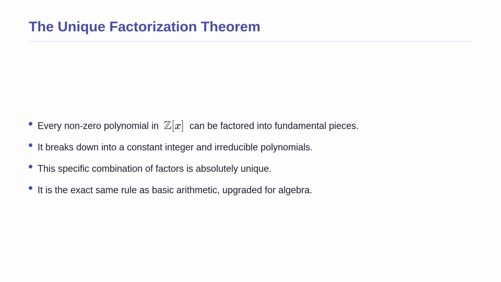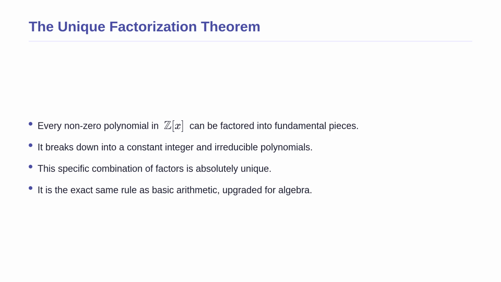Now that we understand our workspace, let us look at the main theorem itself. The concept of unique factorization guarantees that if you only use whole numbers, there is exactly one specific way to break down any polynomial into unbreakable pieces. It states that every non-zero polynomial in this set can be written as a product of a constant integer and one or more irreducible polynomials.